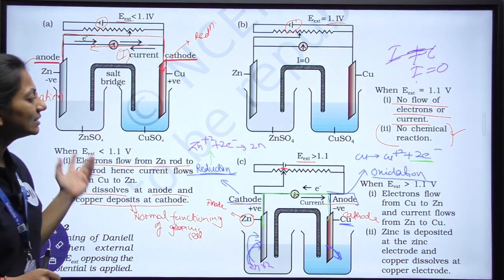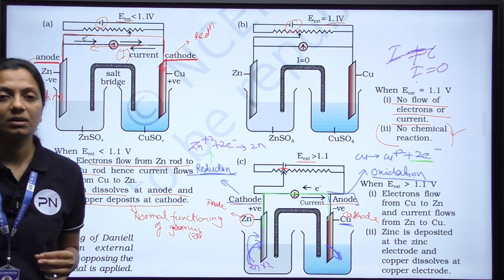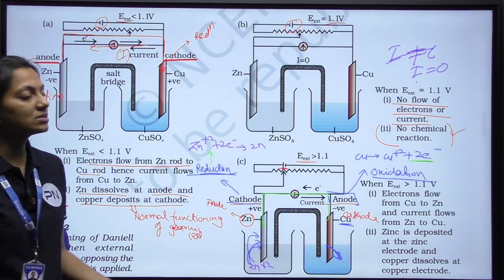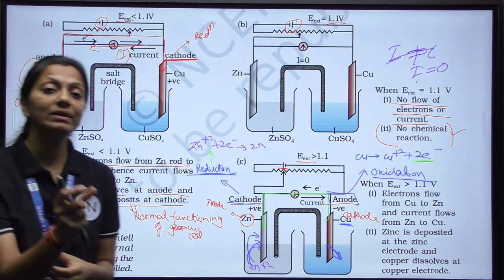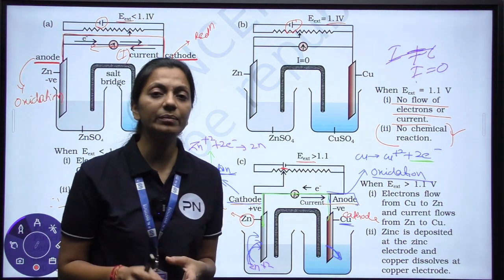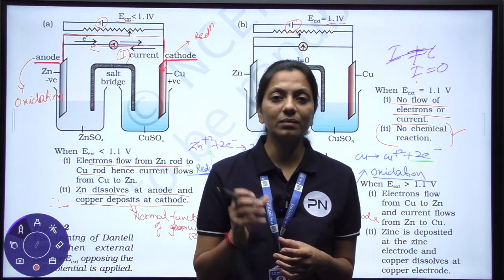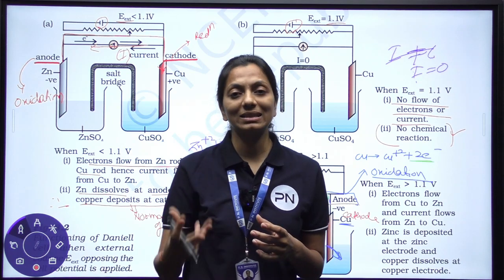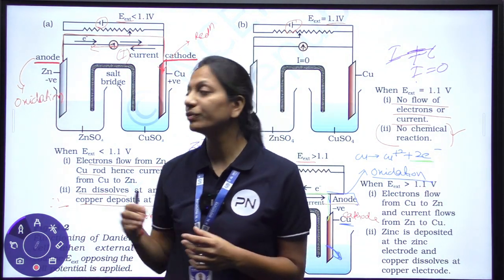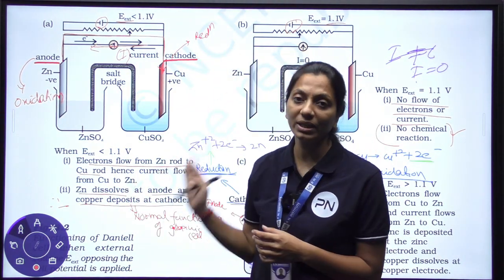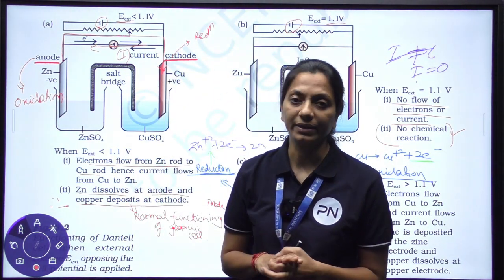Okay, so these are the 3 different conditions in which the galvanic cell will behave. We just saw how the galvanic cell behaves when a battery is applied from outside: the 3 different patterns in which it will behave on the application of the external battery.